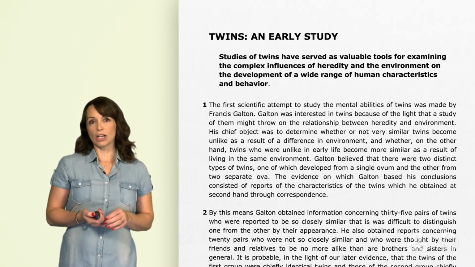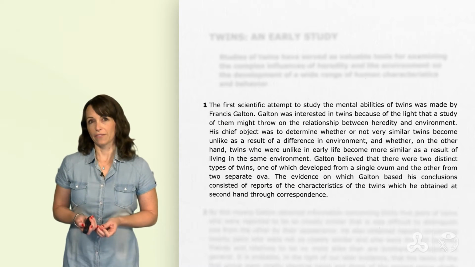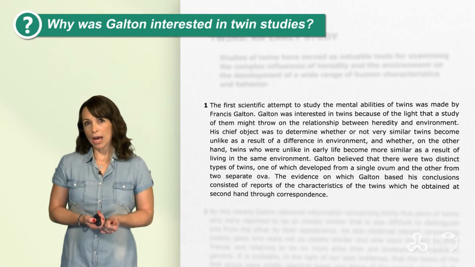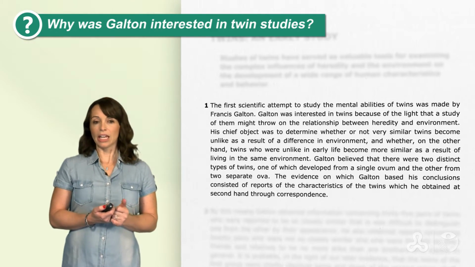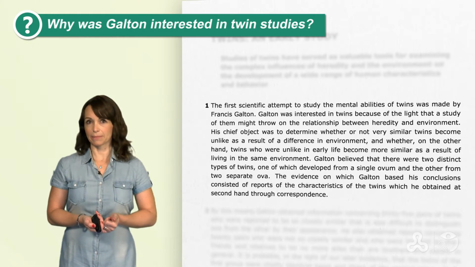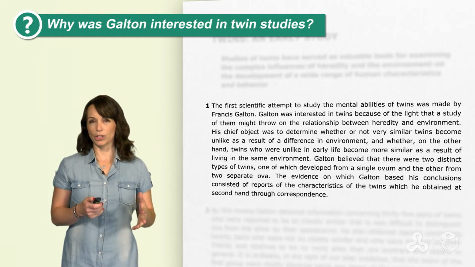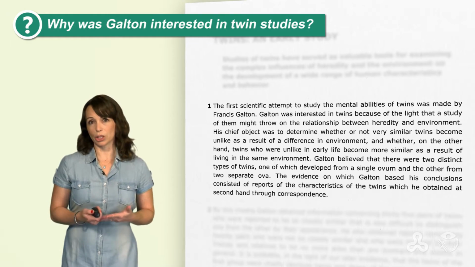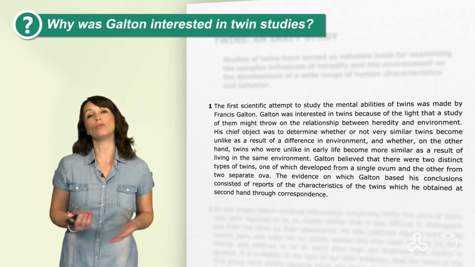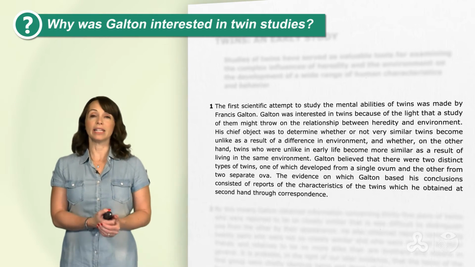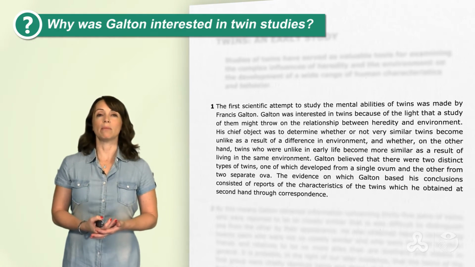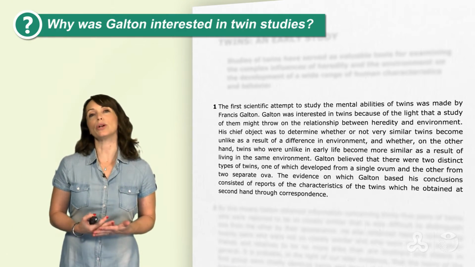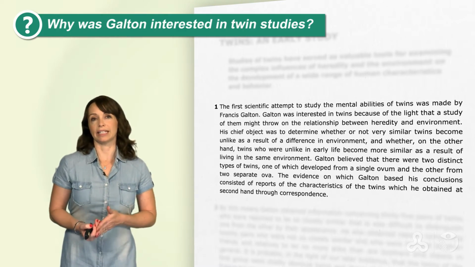So, let's look at the first paragraph, and let's read the first question together. Why was Galton interested in twin studies? Now remember, the question asks why, למה, מאיזו סיבה? Why was Galton interested in twin studies? למה זה עניין אותו בכלל לחקור תאומים? We're going to pause here and read some of the first paragraph and look for the reason he was so interested in twin studies.